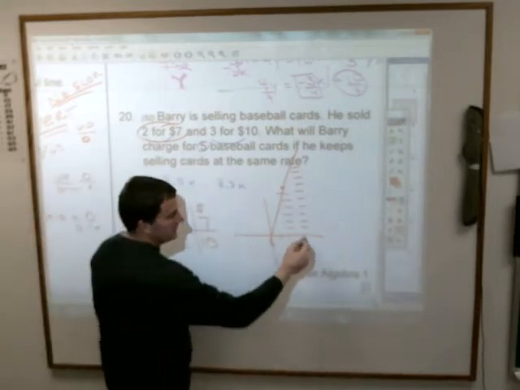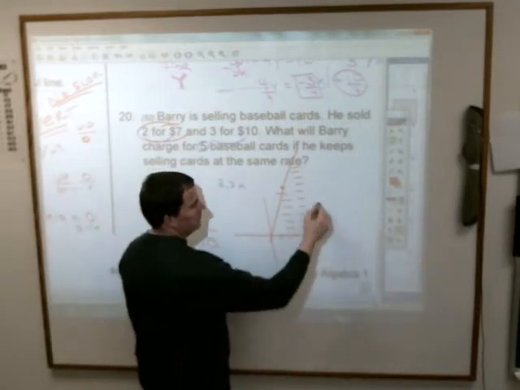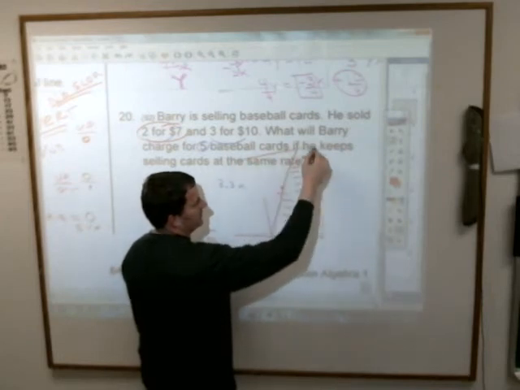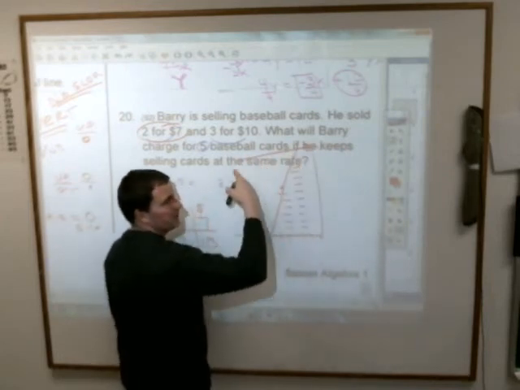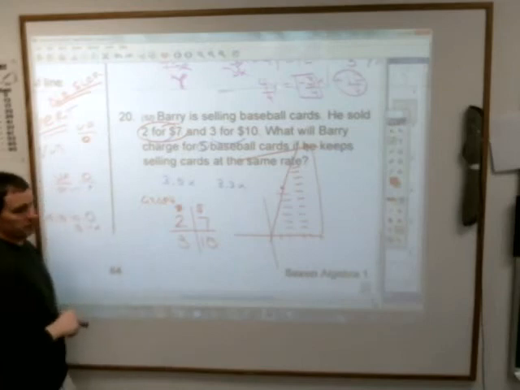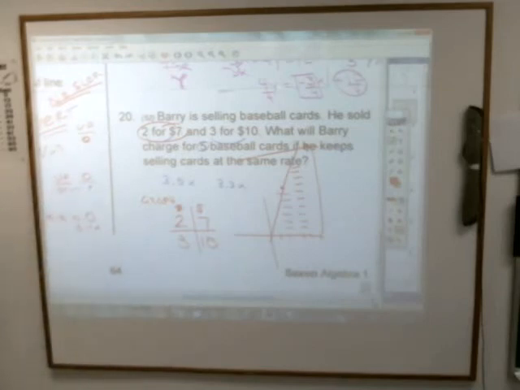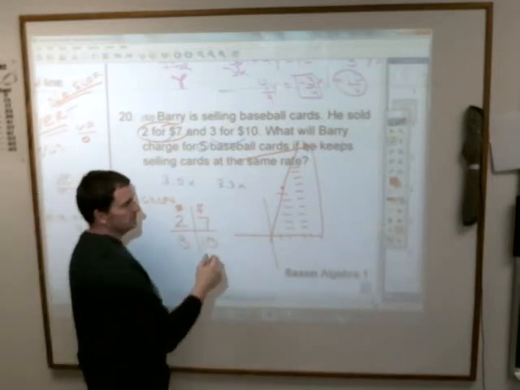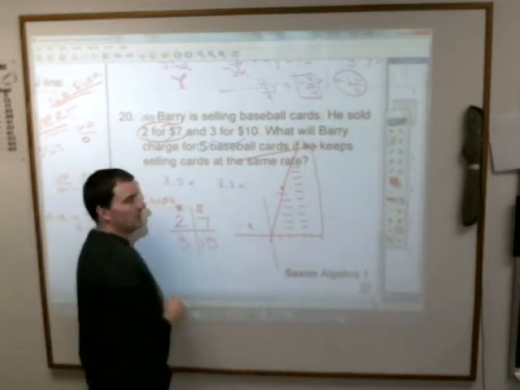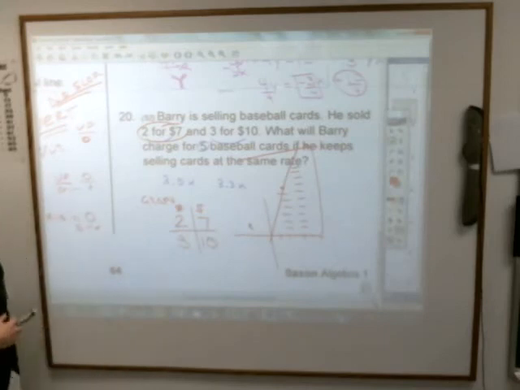Find where 5 is on this line and go all the way up and see where it crosses the y-axis. And that, wherever that is on the y, is how much money that's going to cost you. Graph those points and use those graphs. 15 or 16. And again, you might be able to make a case for one of the other ones. I don't know.